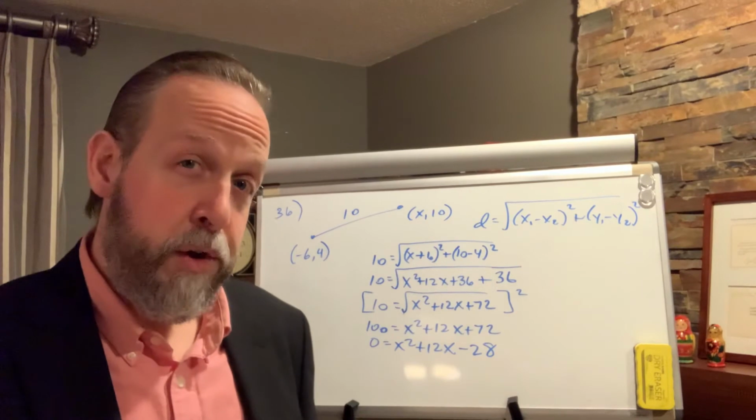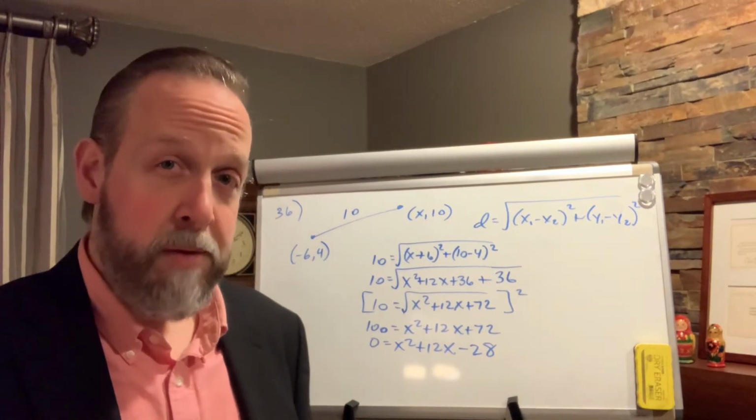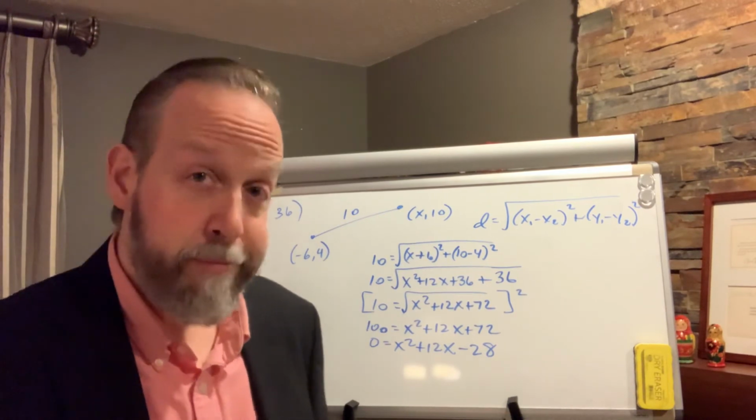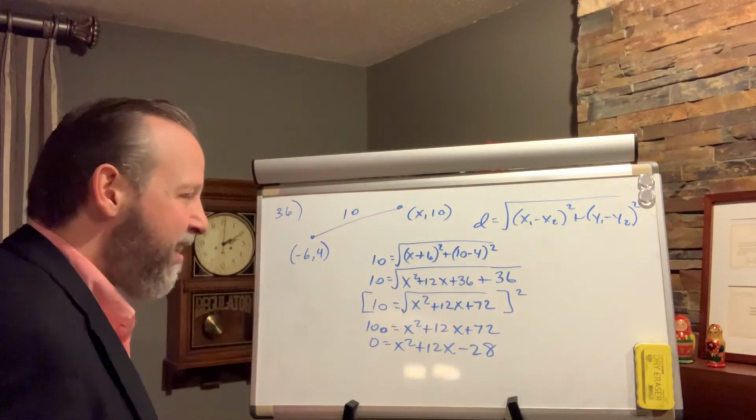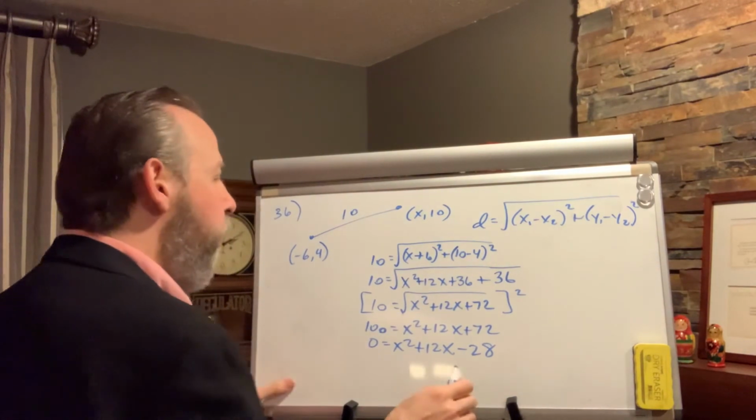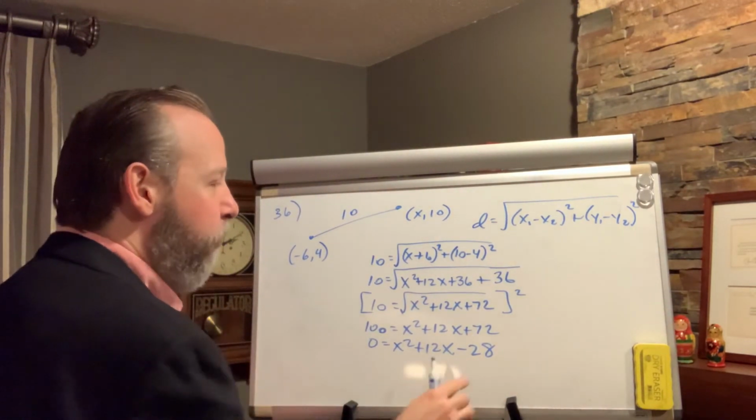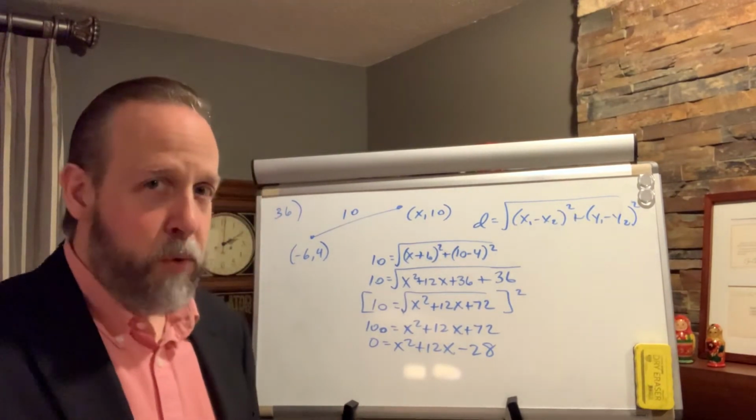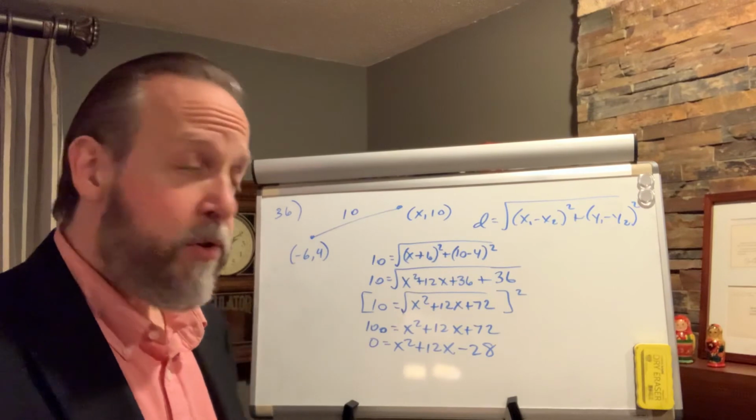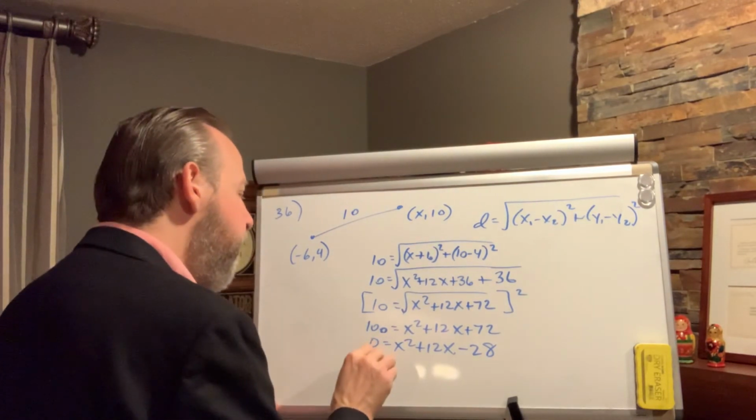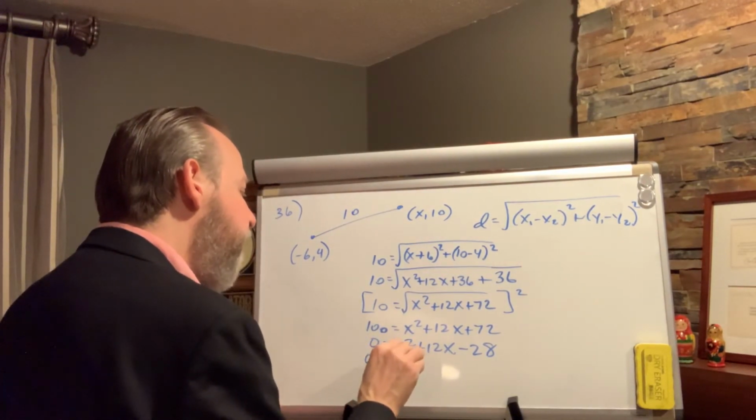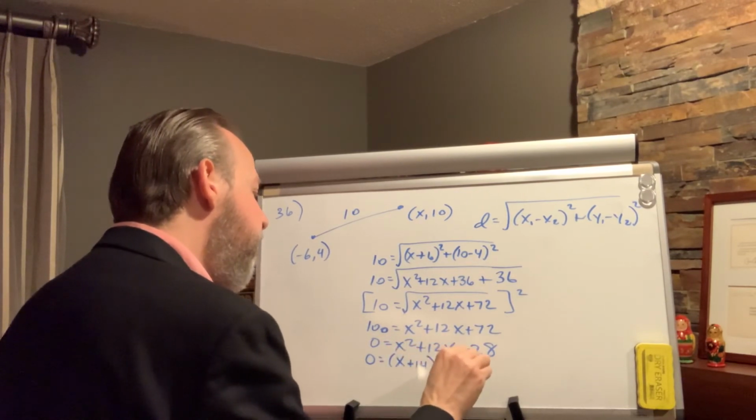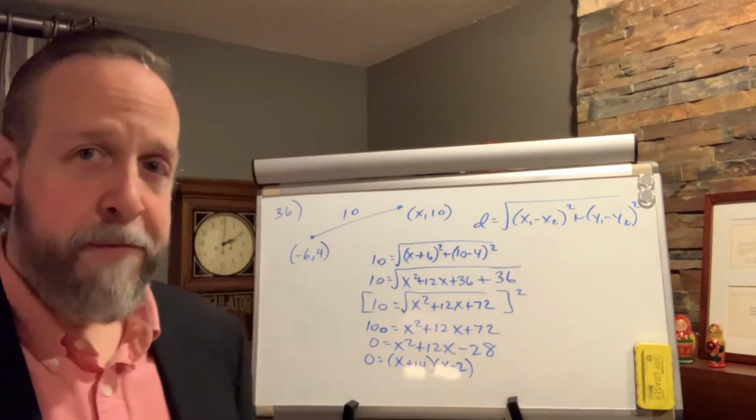You have an option here. You can either use the quadratic formula or you can factor it, because this is factorable. I'm going to factor it. It's just easier that way. So when you factor this, you have to ask yourself what multiplies to negative 28 and adds to positive 12. The answer is going to be positive 14 and negative 2. If you can't do this, simply use the quadratic formula. But I'm going to write x plus 14 and x minus 2 as my factored form.